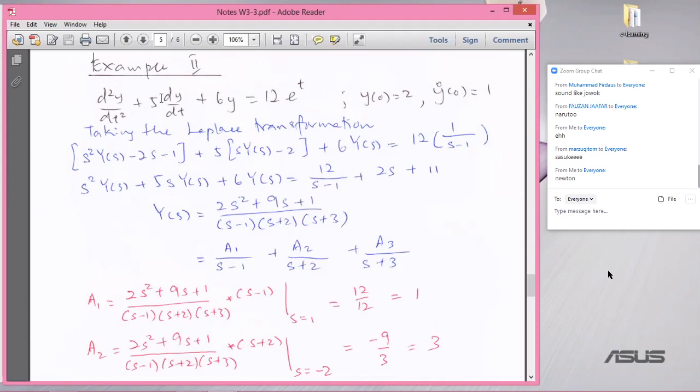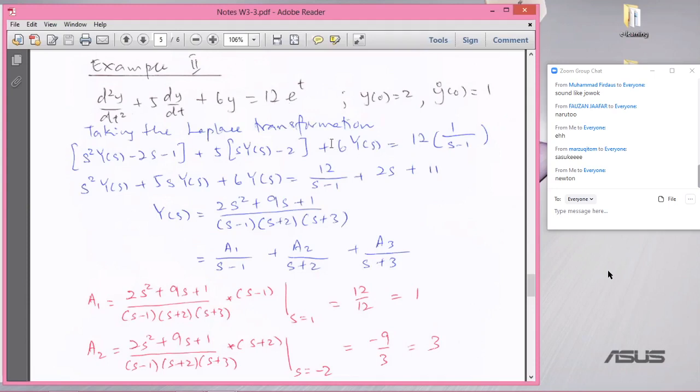Now take the Laplace transform of the first derivative. So 5 is just a coefficient, so you have 5 there. And then the Laplace transform of the first derivative is just s Y of s minus y of 0. y of 0 here is the value of y when time equals 0, which is the initial condition, which is 2 here. Okay, and then the Laplace transform of the variable y is just Y of s.